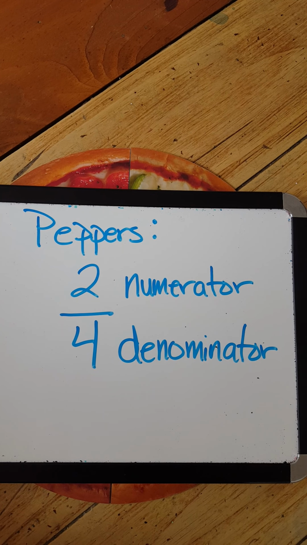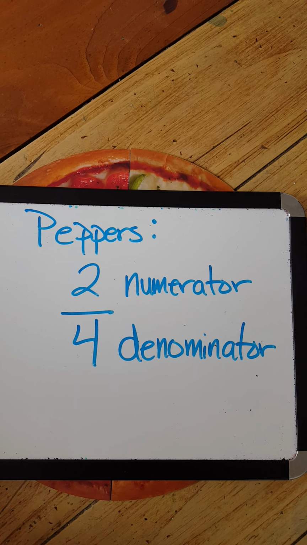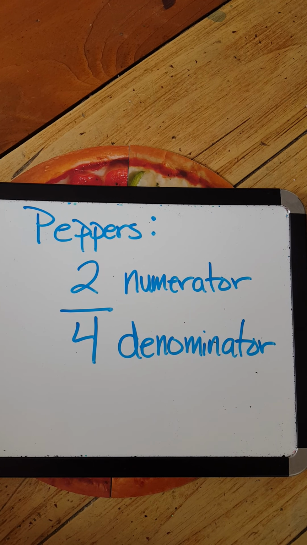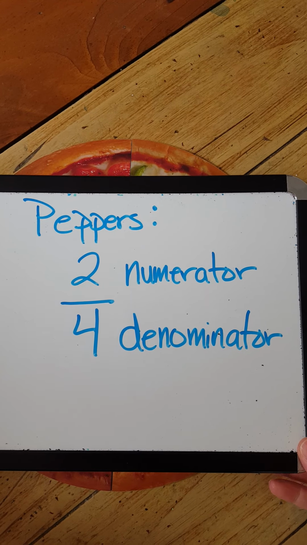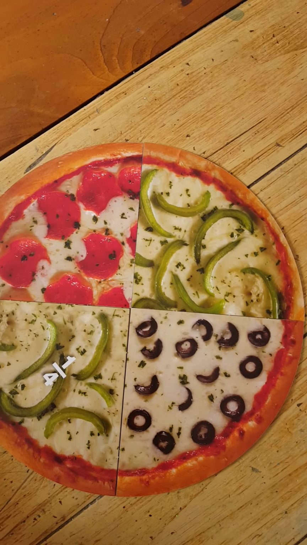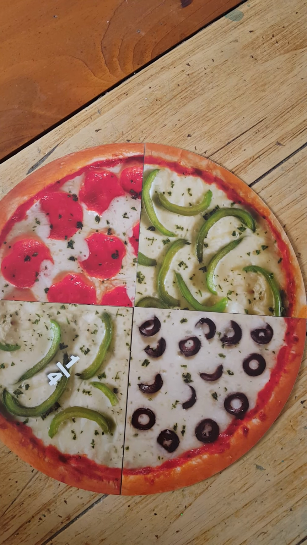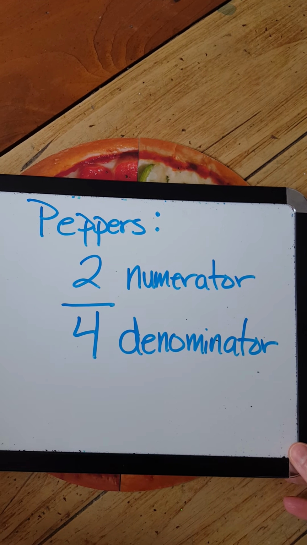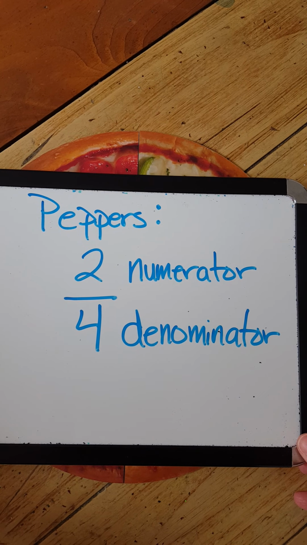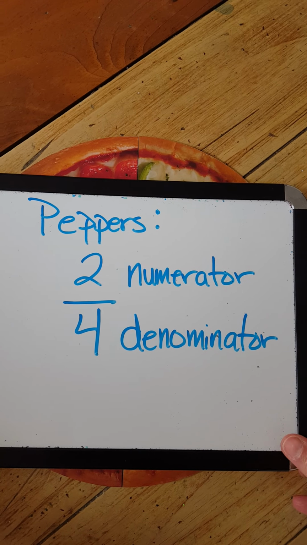Okay, did you get 2/4 of the pizza? 2 being the numerator and 4 being the denominator. The numerator is how many pieces of the region, 2, you can see 1, 2 green peppers, and the denominator is the total number that the region is divided up into. Okay, good, I'm sure you got that one.